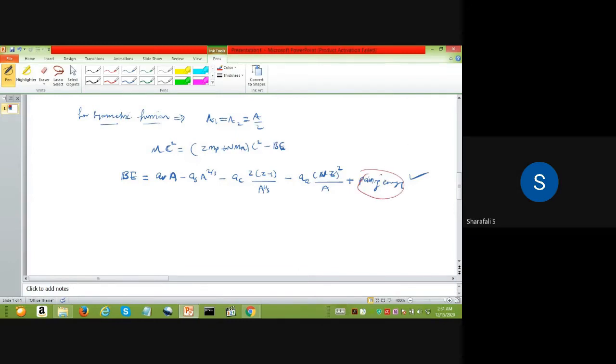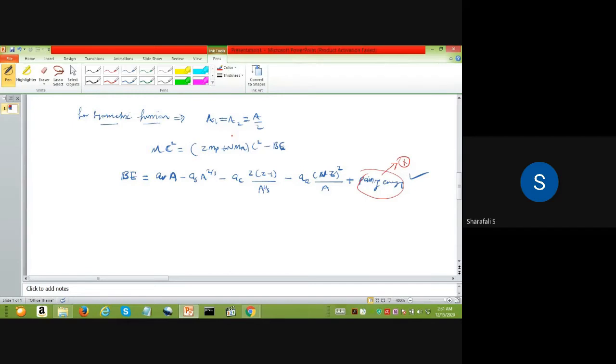In this present treatment, we will not consider this section, because we are considering even nuclei, which means the mass number is even. So the number of protons and number of neutrons are even. Pairing energy we are not considering, and in this case we have taken A1 equal to A2 equal to A by 2, so the mass number here is even. We are considering even mass numbers, so only then can we take A by 2.